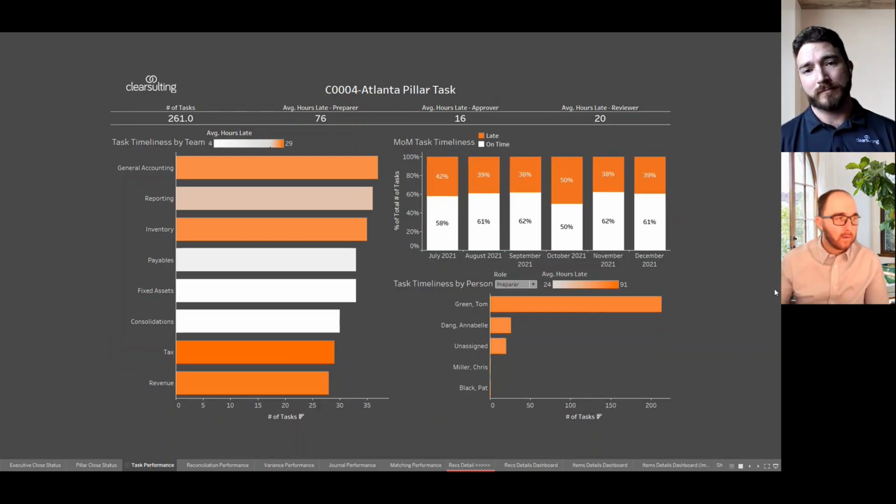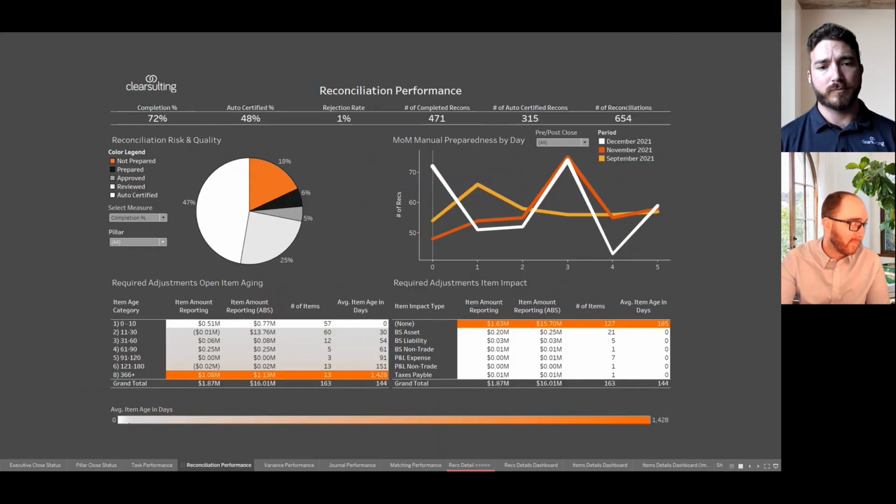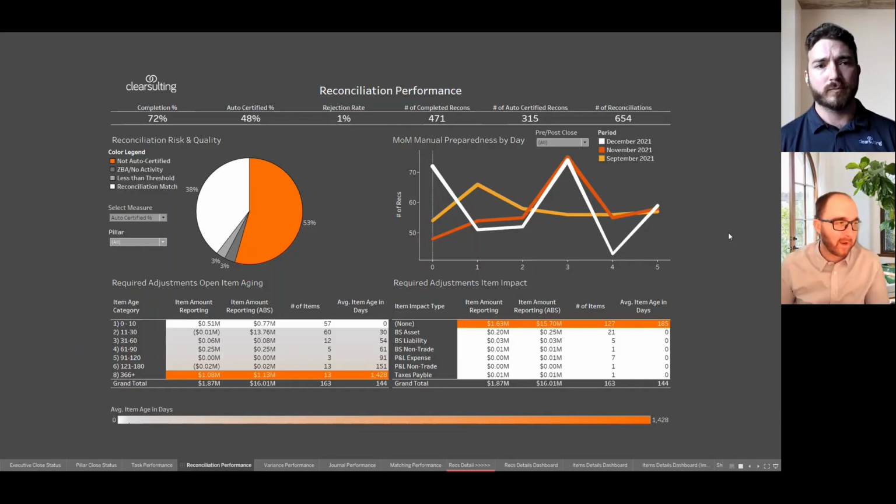Absolutely. Right, so we've taken a look at both close status as well as close performance. So moving on to maybe a more granular, a little bit different component that we have here is looking specifically at our account reconciliation metrics. And so one of the things that people are interested in knowing is how automated are our processes, and could they be automated further than they are?